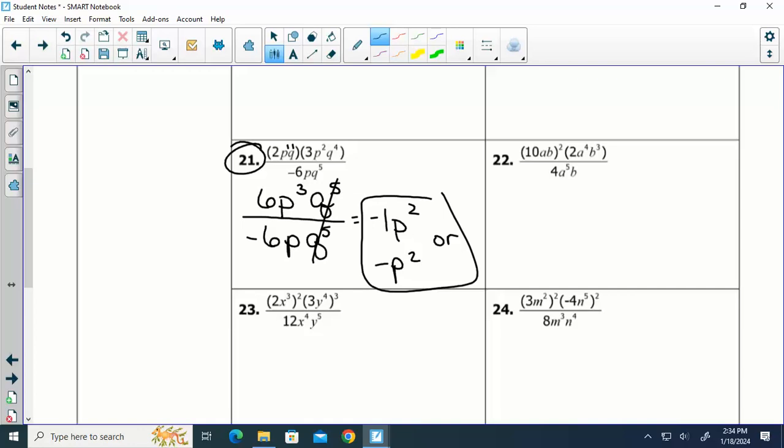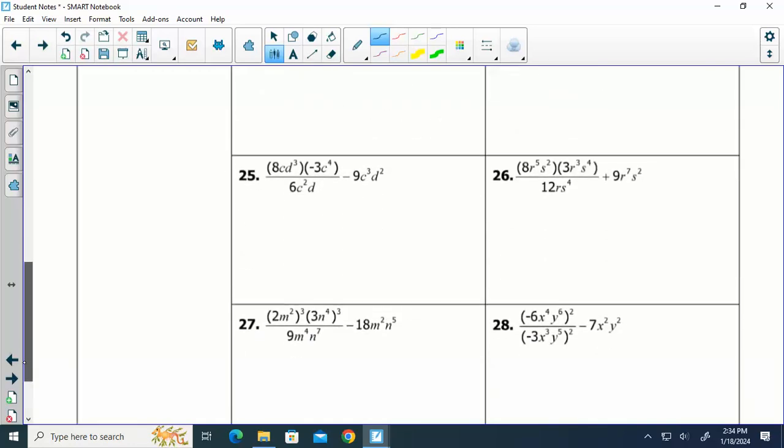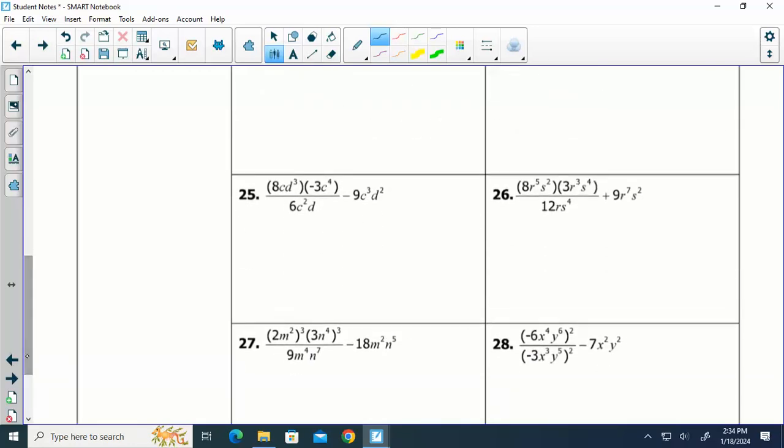Let's go down to, I want to look at, let's do 25. Take a second, and I want you guys to simplify just this part of it to start with. So take a second, simplify that first part for me.